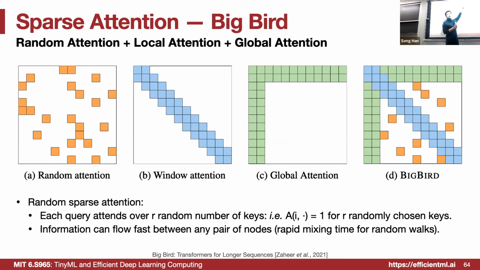Right, this word has to attend to all the other tokens. Very important word, for example. The Big Bird is combining these three all together. All the white colors, they don't have to compute. They save the computation. They only have to compute and store those tokens with the color. Those locations with the color. So that's the idea for Big Bird: random attention plus local attention plus global attention.